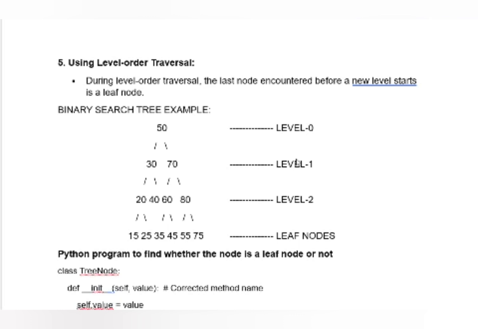Let us consider a binary search tree example. In this example, we can see 50 is the main root and we will say it is at level 0.